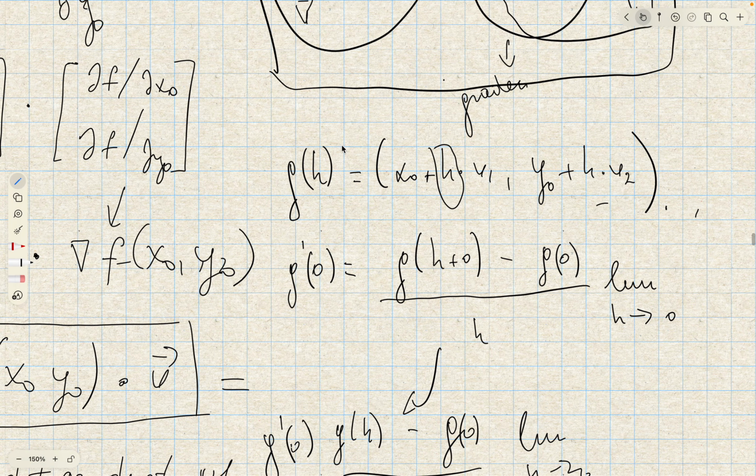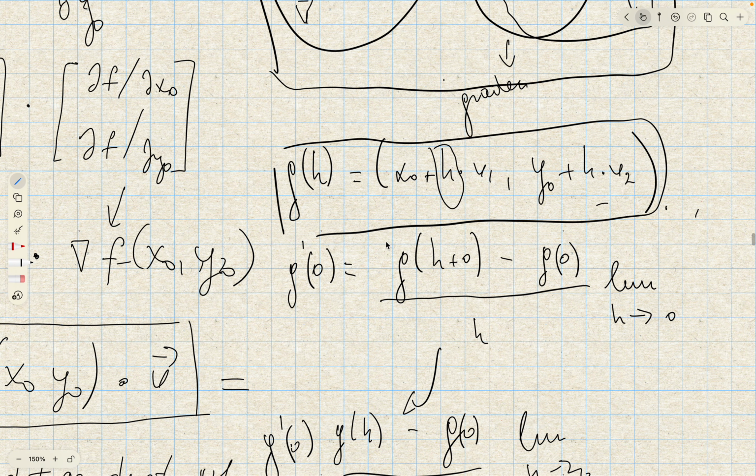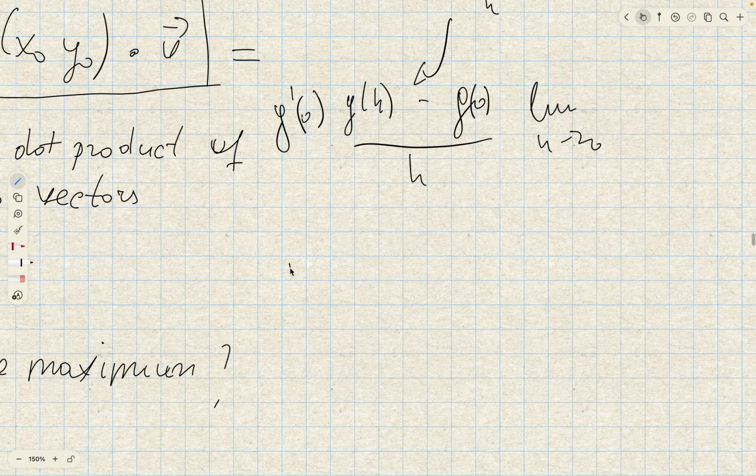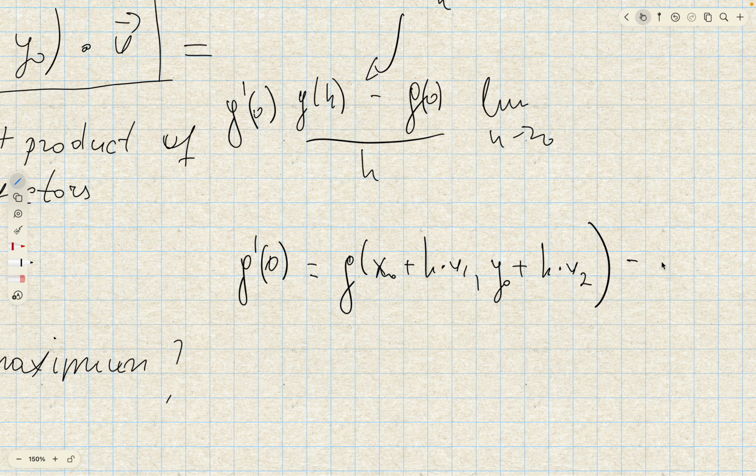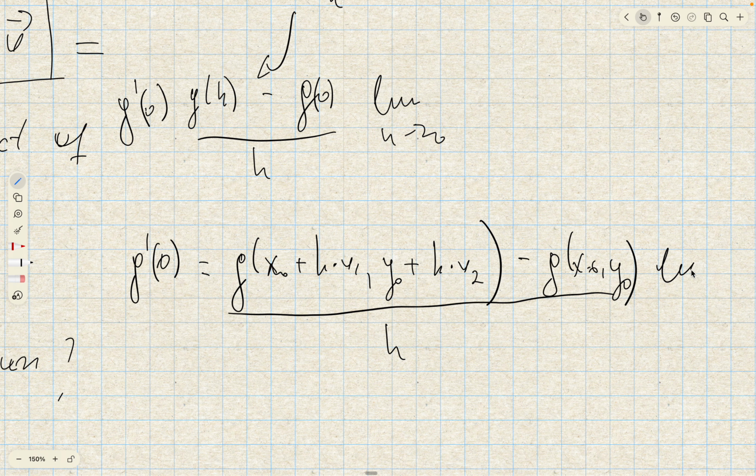And then we plug this function into its place, and we get the g derivative at 0 equals g(x0 + h v1, y0 + h v2) minus g(x0, y0) divided by h, limit h goes to 0.